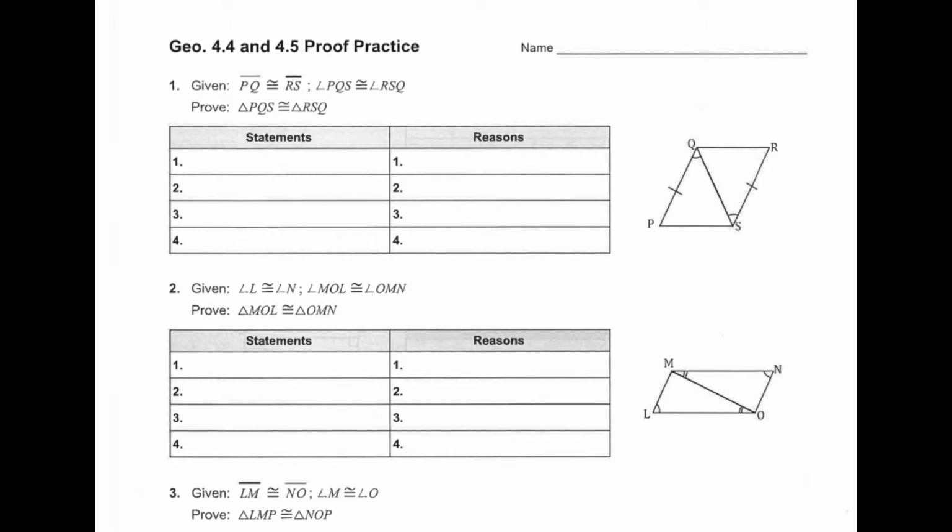So my first given says that PQ, that segment, is congruent to segment RS. And I'm getting that obviously from the given here. You want to make sure that's marked on your picture as well, that those two are congruent. And the reasoning for that is that it's given. Your first reasoning will always be given because that's what we start with.